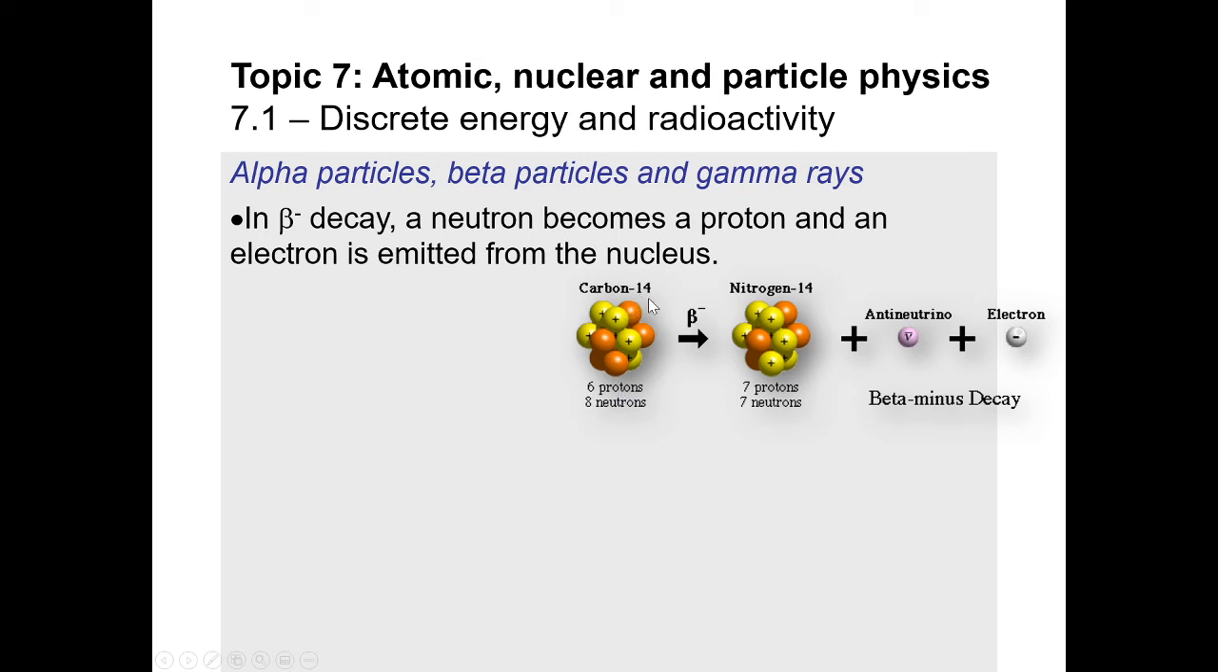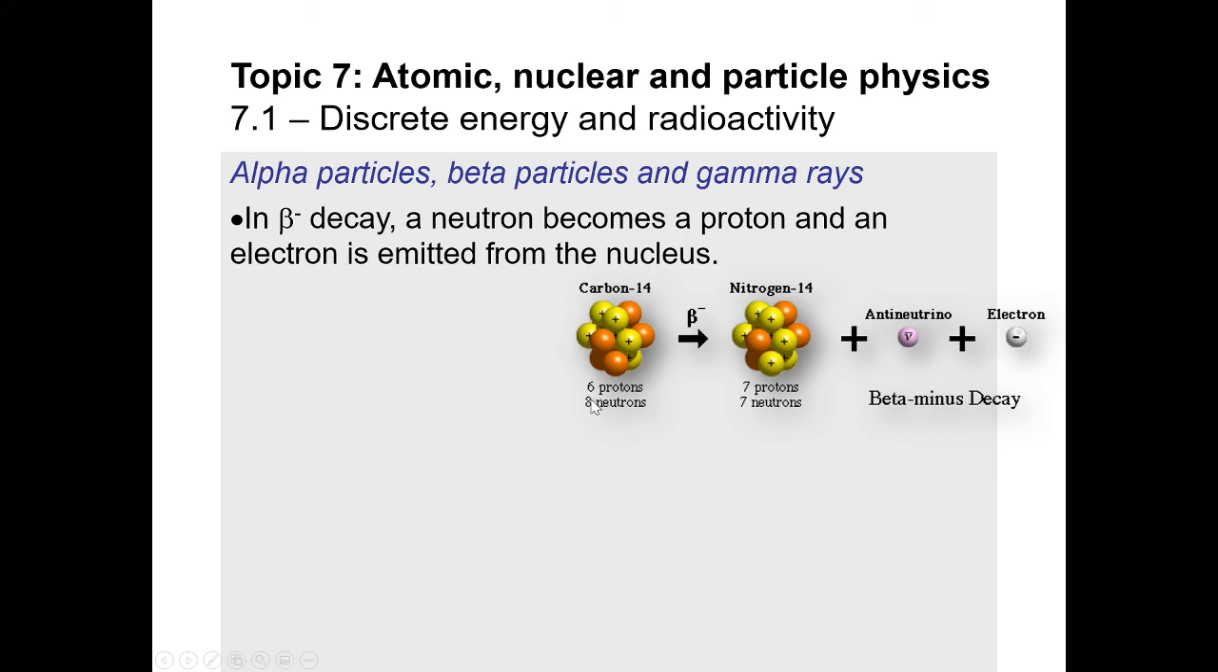Now, because this is carbon-14, the 14 tells me that I have 14 nucleons, or protons and neutrons, in the nucleus. Since I know 6 of those are protons, 14 minus 6, or 8 of them, are neutrons. Notice there are more neutrons than protons. So one of these neutrons will spontaneously decay. Okay, so one neutron will become a proton and an electron.